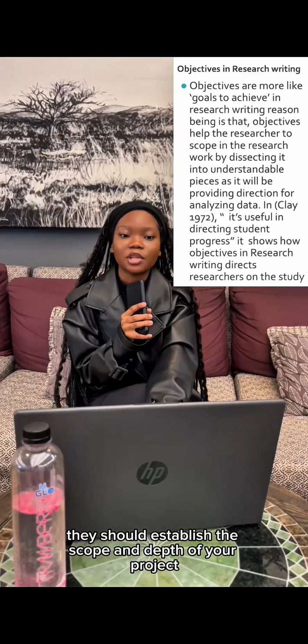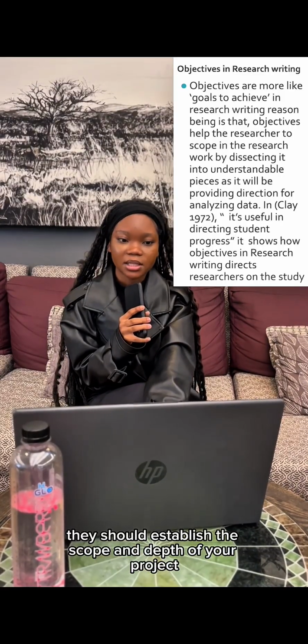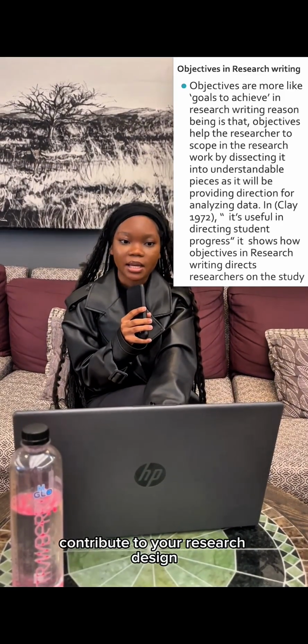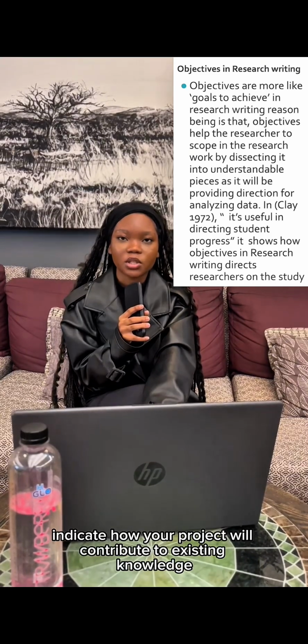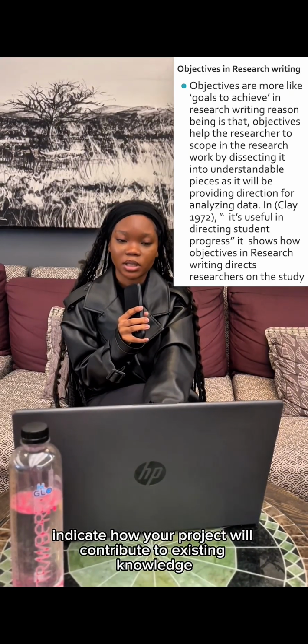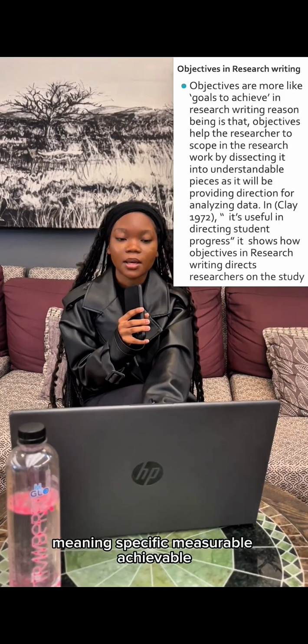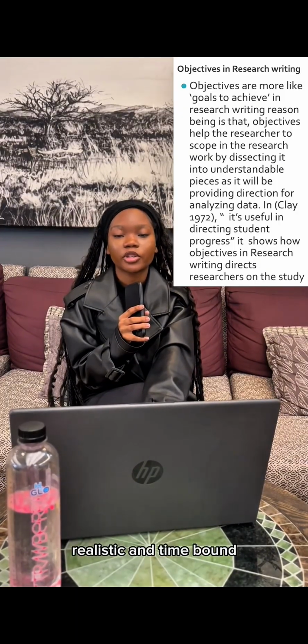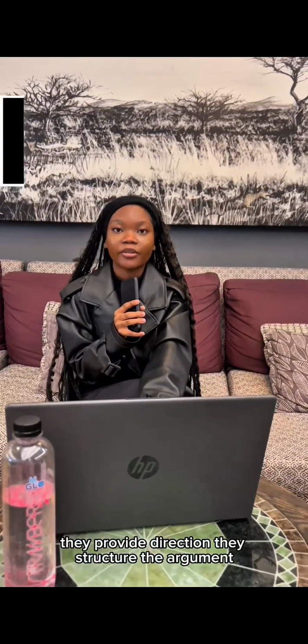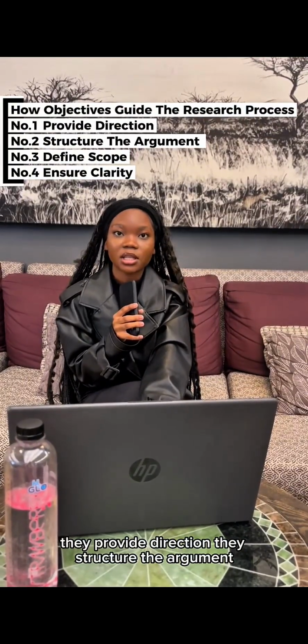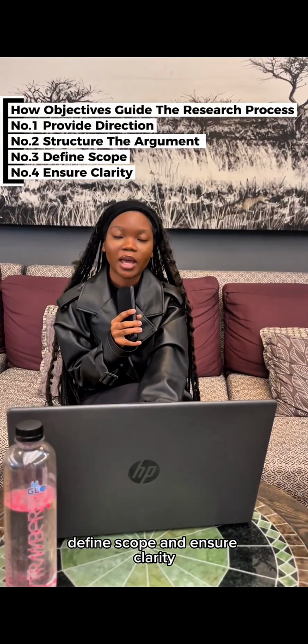They should establish the scope and depth of your project, contribute to your research design, and indicate how your project will contribute to existing knowledge. The objectives should be SMART, meaning specific, measurable, achievable, realistic, and time-bound. How objectives guide the research process: they provide direction, they structure the argument, define scope, and ensure clarity.